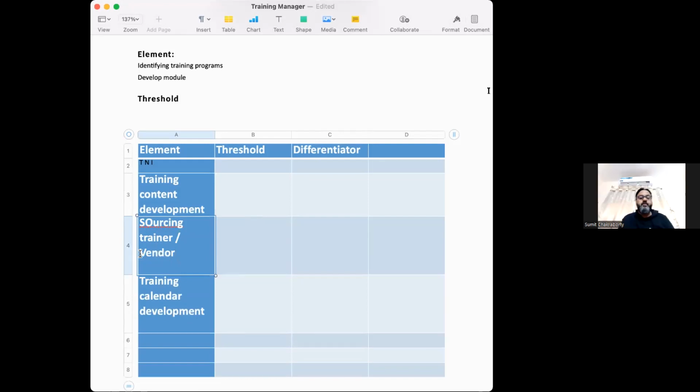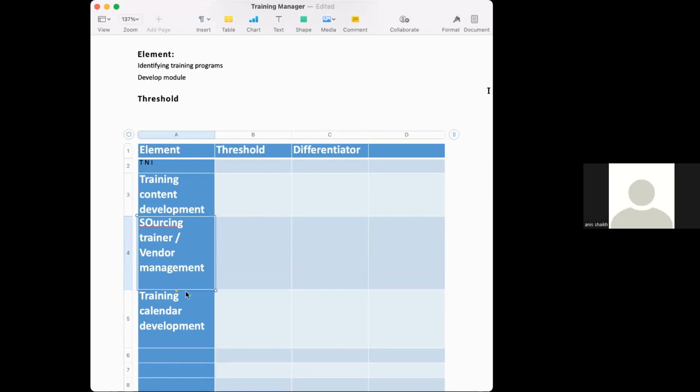Or vendor management, yeah. I think that is enough. Let's go to threshold.